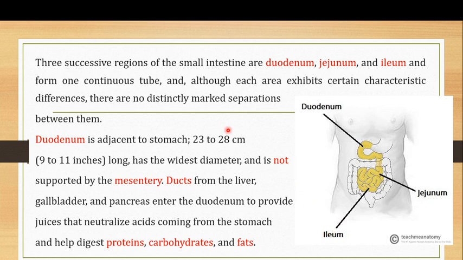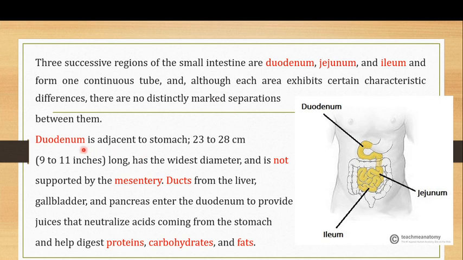Now we usually divide the small intestine into these three regions just for the sake of understanding, but in reality this is actually a continuous tube, and there is no such division like the duodenum, the jejunum or the ileum in the human body. Just for the sake of understanding, we divide these into three subparts. Now, although each area exhibits certain characteristic differences, there is no distinctly marked separation of the small intestine.